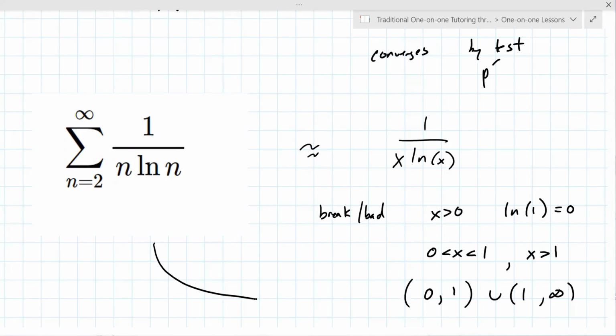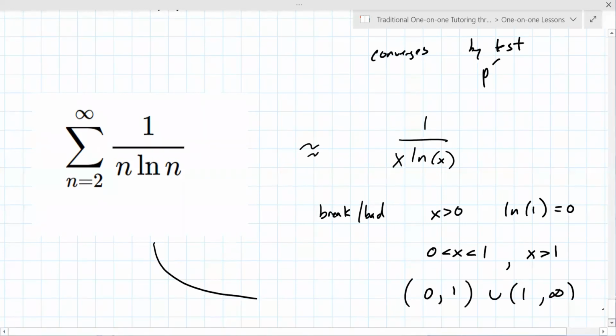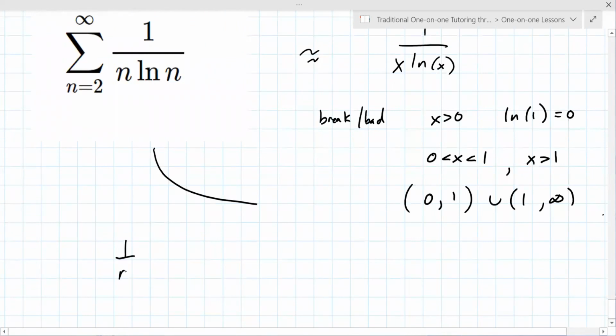What about telling if something's positive or not? I feel like that's a dumb question. Well, I agree. How do you show something is positive? Well, 1 over n is always positive, because n from 2 to infinity is positive. So that's positive. And then natural log of n is greater than 0 when n is greater than 1, which is the case here. So therefore 1 over natural log of n is also greater than 0.